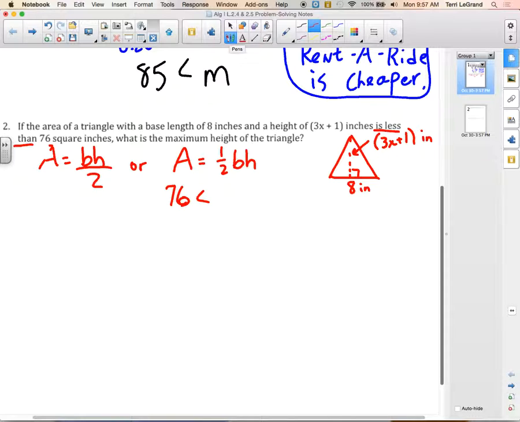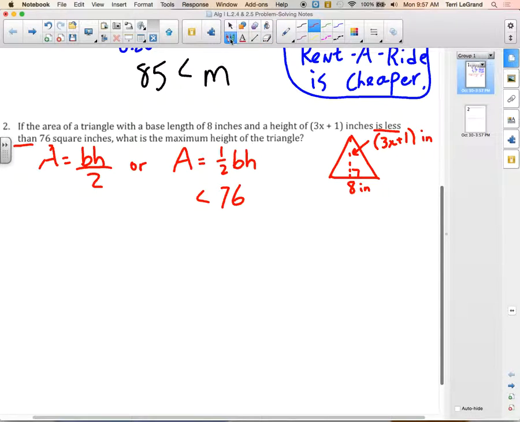It says, if the area of the triangle is less than 76 square inches, so maybe we should move the 76 over to the other side. Let's put the 76 over here. Maybe it'll make more sense to us that way. The area has to be less than 76.